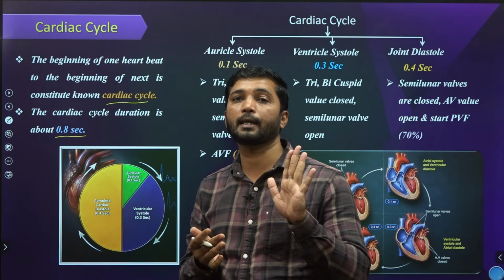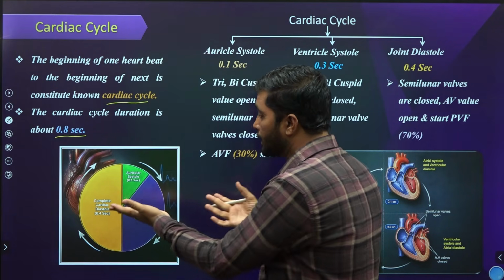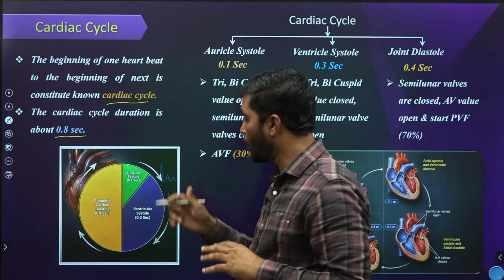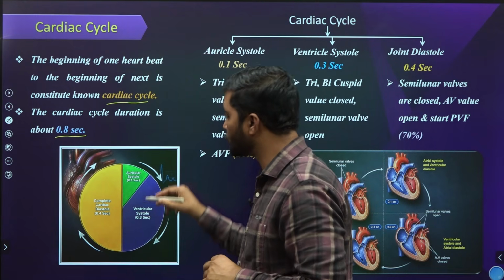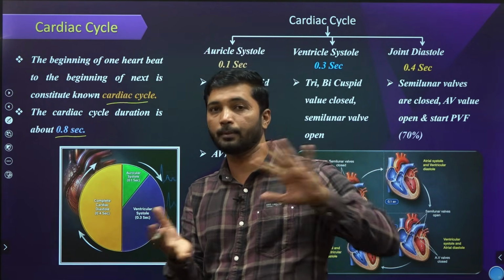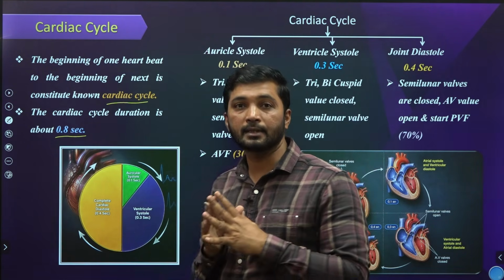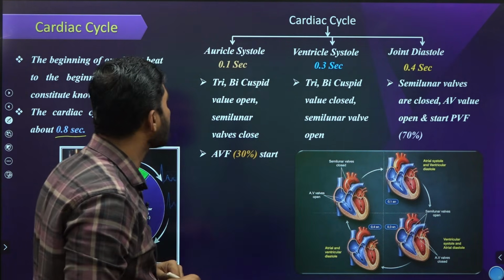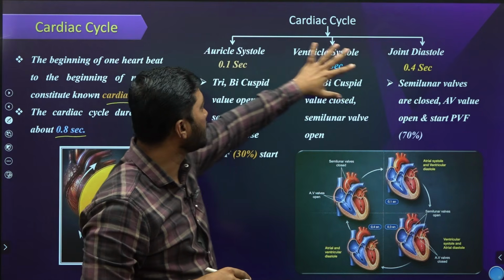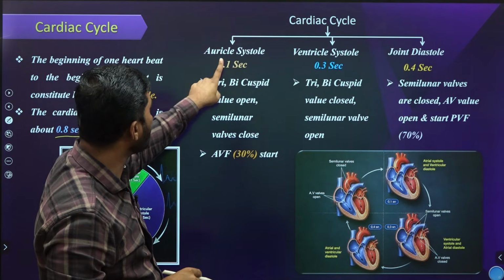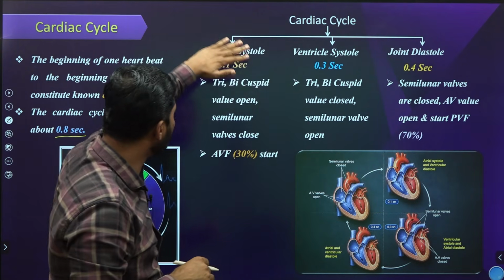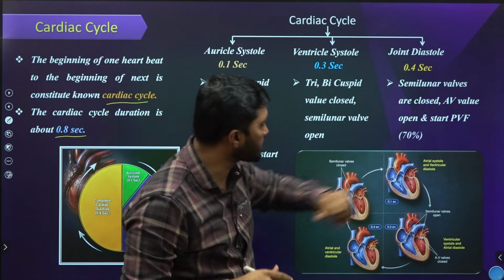Within 0.8 seconds, what happens? Three activities are completed: auricle systole, ventricle systole, and joint diastole are completed within 0.8 seconds. This is the flow chart of the cardiac cycle, with three events: auricle systole, ventricle systole, and joint diastole, each with different activities.